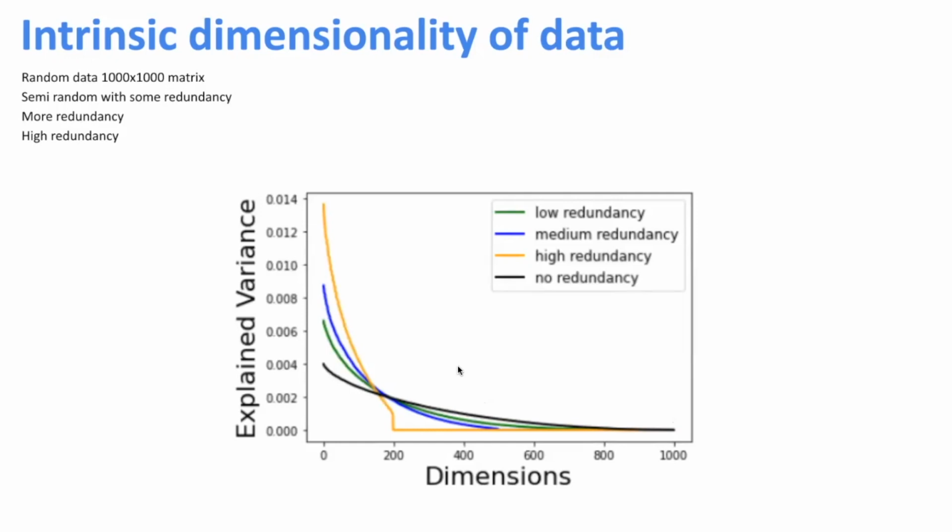And so now if I do high redundancy, in this case I had 200 dimensions to start off with, and then I built these 1,000 dimensions from those. Then the variance explained by the principal components falls even faster.